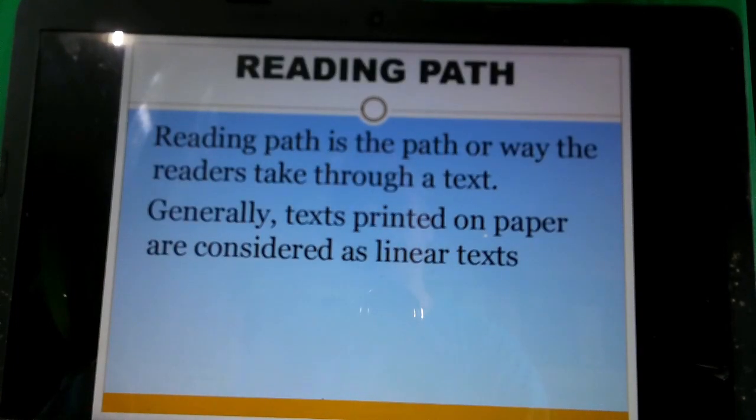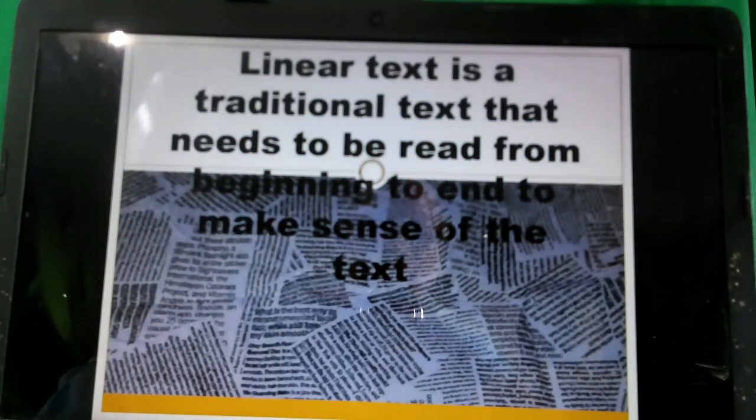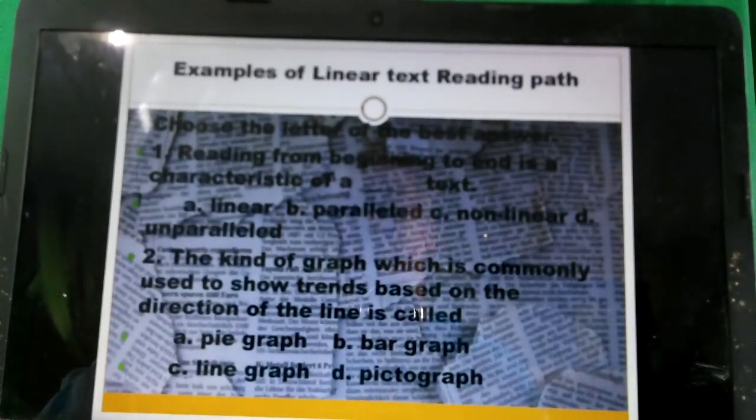And what is reading path? Reading path is the path or way the readers take through a text. Generally, texts printed on paper are considered as linear texts. And linear text is a traditional text that needs to be read from beginning to end to make sense of the text. Examples of linear text in this reading path.